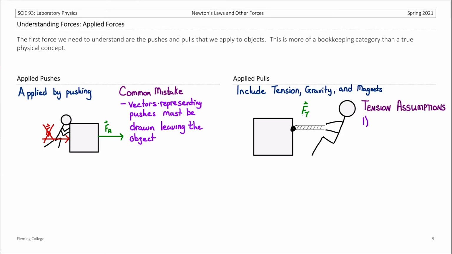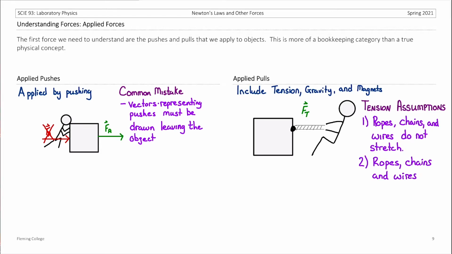In our consideration of tension forces, we make the assumption that ropes, chains, and wires do not stretch. While this is unrealistic, it helps us to have more static problems that will be easier to solve. The other assumption we make is that ropes, chains, and wires do not have mass. Again, while this is unrealistic, it allows us to complete our calculations without increasing the mathematical difficulty of the problems.